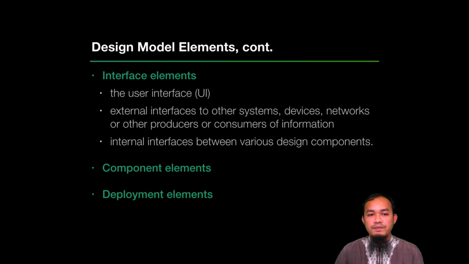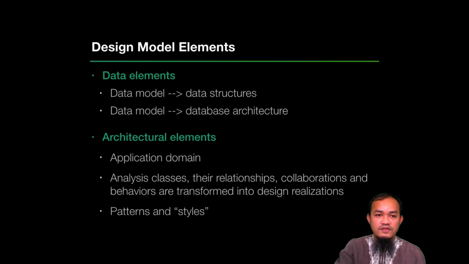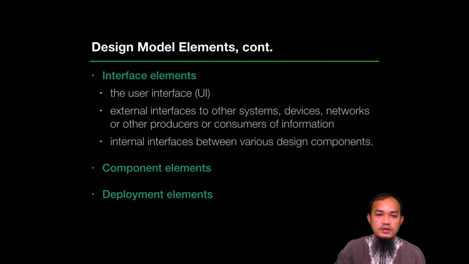Interface element design. For example, the UI is one interface element, or an internal interface between various design components. One component to another. There are interfaces also, but you cannot see them via the UI, via your web browser, but they are interacting between one component and another. Then a component element and a deployment element. This is the design model element that you have to follow when you want to design: start from the data, architectural, interface, component, and deployment.